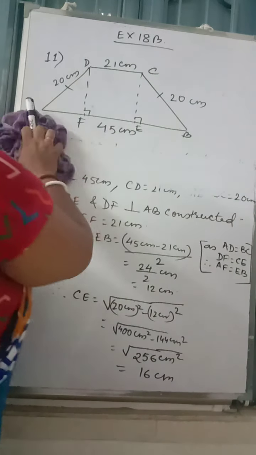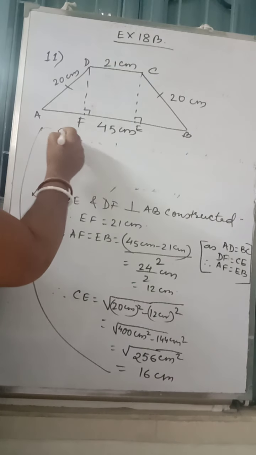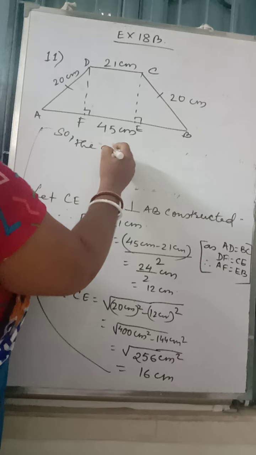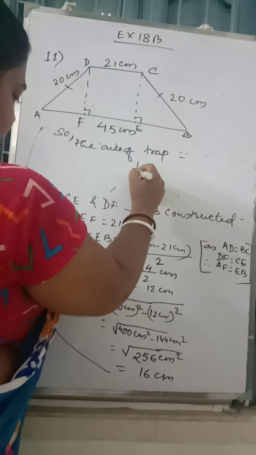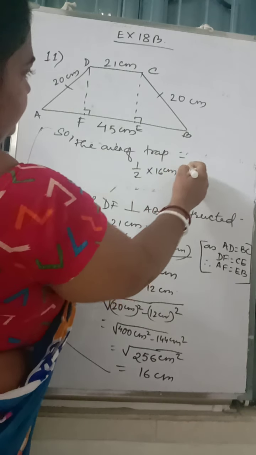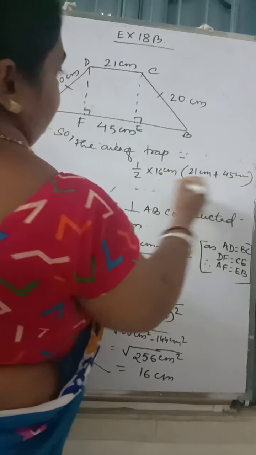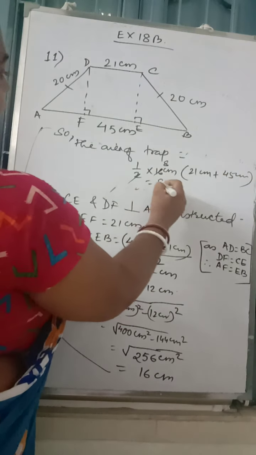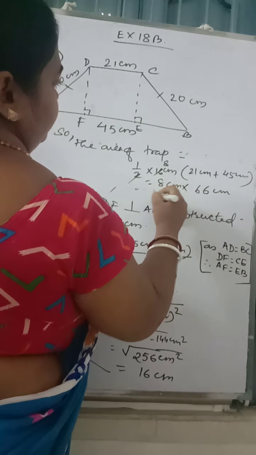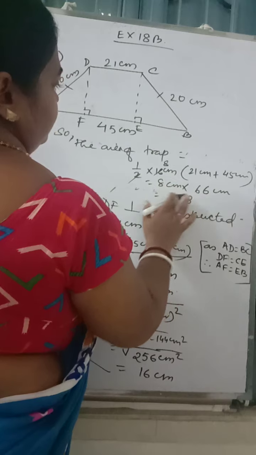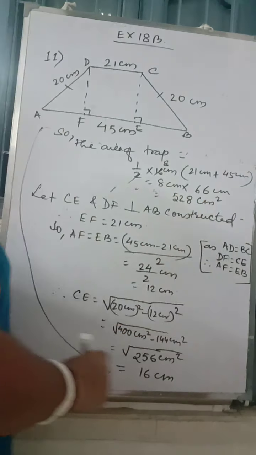Upper portion I am rubbing. So the area of the trapezium is half into 16 centimeter into 21 centimeter plus 45 centimeter. 2 8s are 16, or it gives you 8 centimeter into 66 centimeter, which is 528 centimeter square.